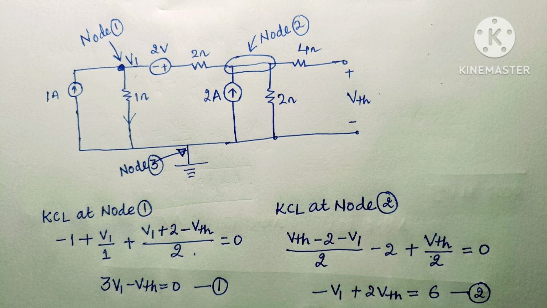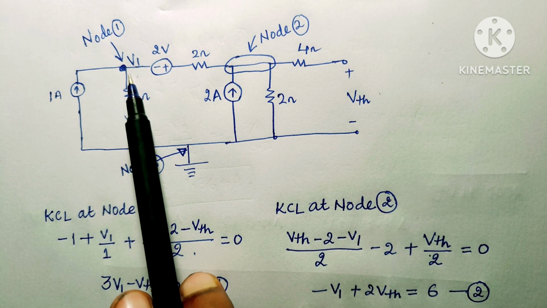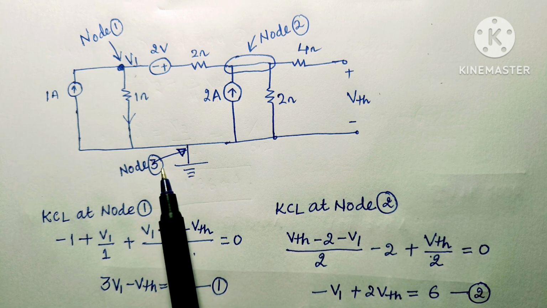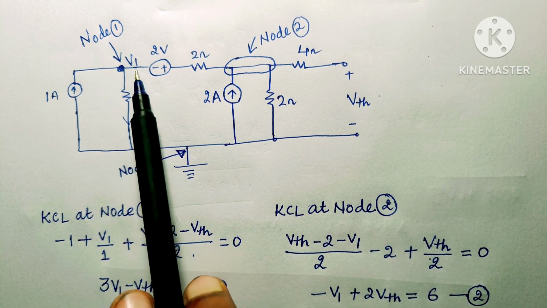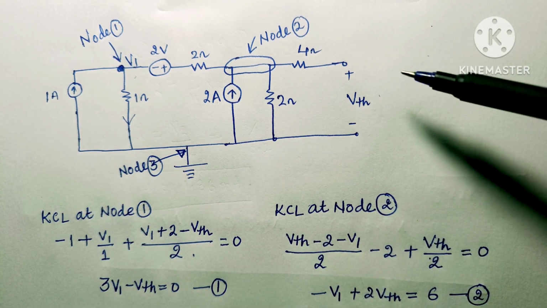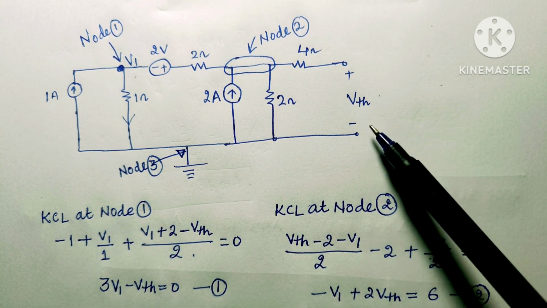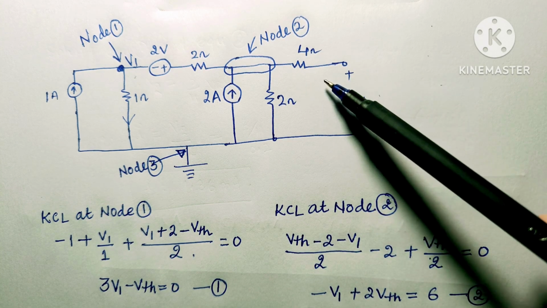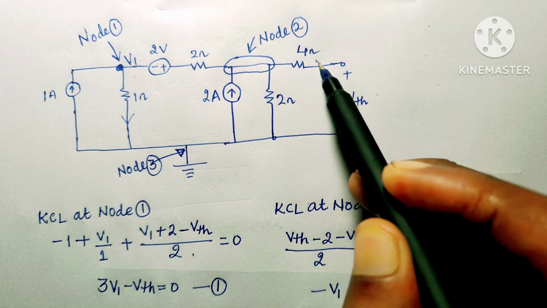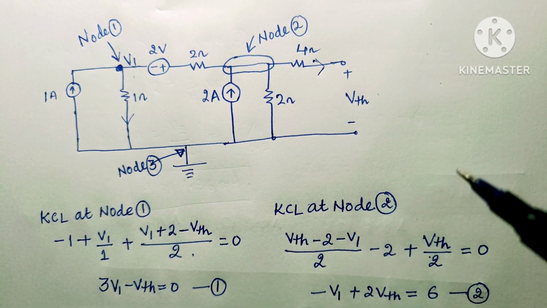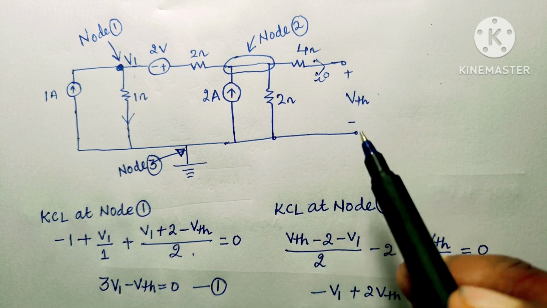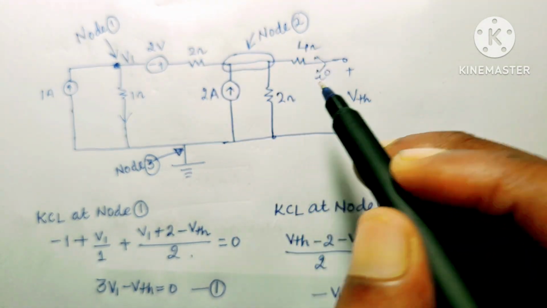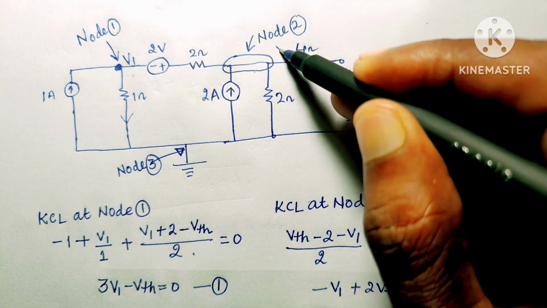To solve this question using nodal analysis, assume this is node 1, this is node 2, and this is node 3. We have grounded node 3, and at node 1 let's assume the voltage is V1. Since the VTH voltage is given here and this is an open circuit, there will be no current flowing through the 4 ohm resistor. So the current in this resistor will be 0, and the VTH voltage will be present here. So at node 2 the voltage will be equal to VTH.